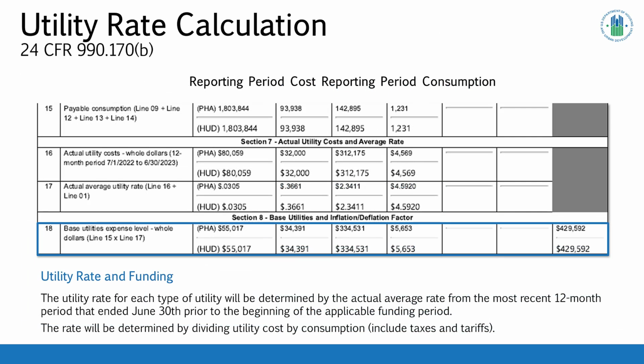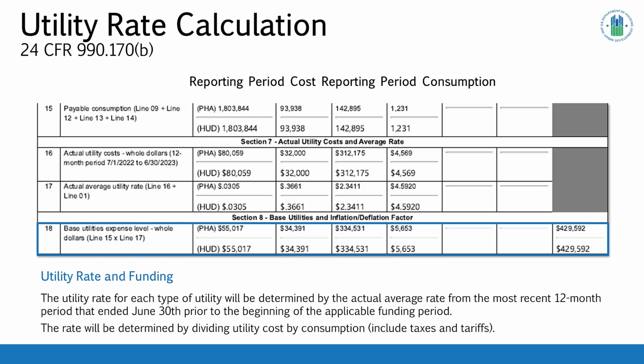The next piece is to take the actual cost of the total utilities and obtain a rate. The utility rate is determined by taking the most recent 12-month period, that's the reporting period in line 1, right? And along with that, the cost. So we're taking the average utility cost that we have, and we're looking at the total consumption related to that cost in line 1 to obtain our rate. So we're going to take the total cost divided by the total consumption to get a cost per unit of consumption, right?